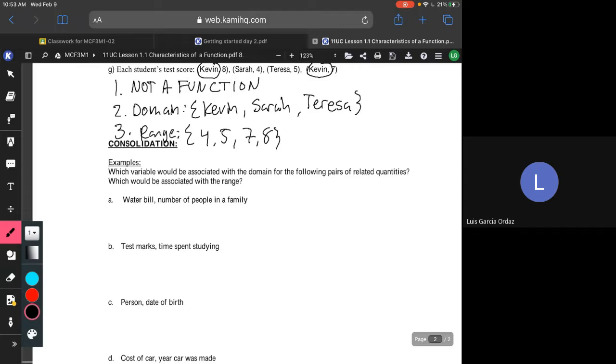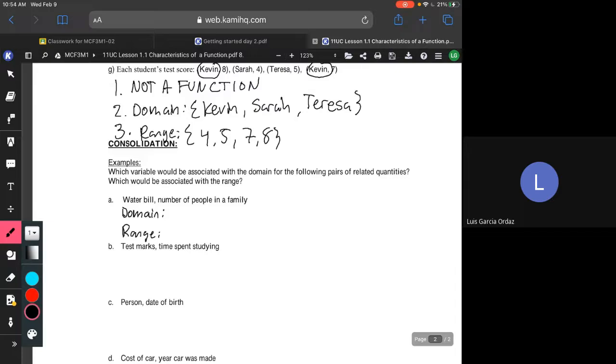Okay, so the last one, we need to find which of the variables has to do with domain and which one has to do with range. So remember, your domain has to do with your independent variable because that is x, and your range is your y, which is the dependent variable. So for number 3, we have water bill and the number of people in the family. Which one of those two would be my independent variable? Does the water bill depend on the number of people in the family, or does the number of people in the family depend on the water bill?